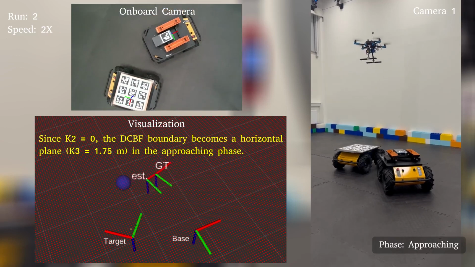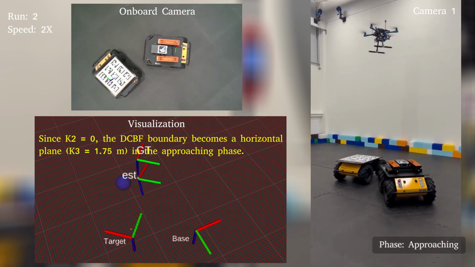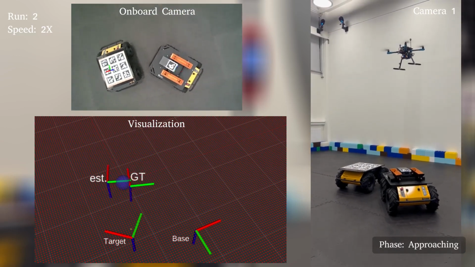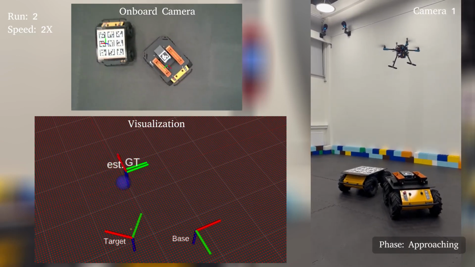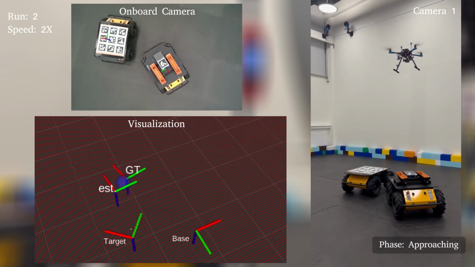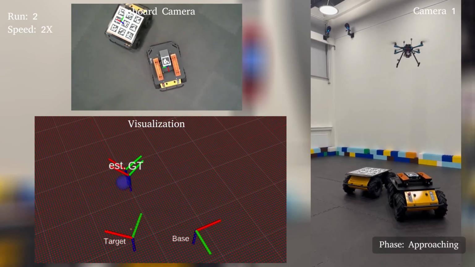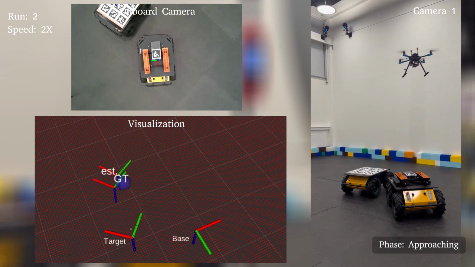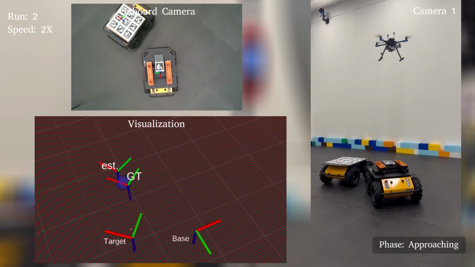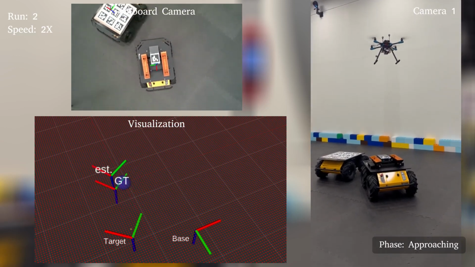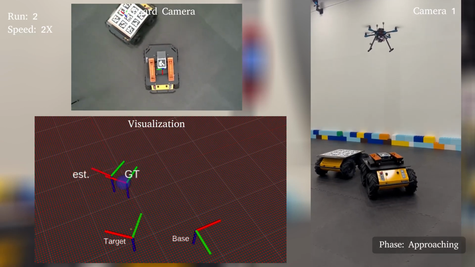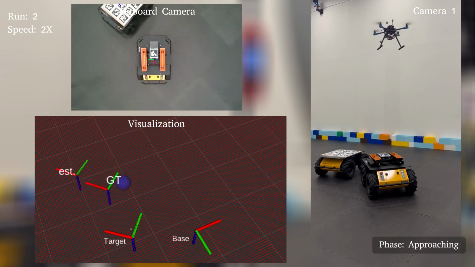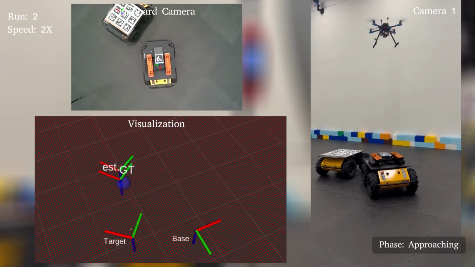Since the target is detected at an altitude below K3, K2 becomes 0, and the DCBF boundary becomes a horizontal plane at an altitude of 1.75 meters. The controller forces the UAV to remain above this plane in the approaching phase, even in the presence of uncertainties in the form of disturbance and estimation noise. Though the UAV momentarily violates the constraints due to the introduced uncertainties, the implicit robustness of the CBF forces the UAV to asymptotically converge to the safe region.